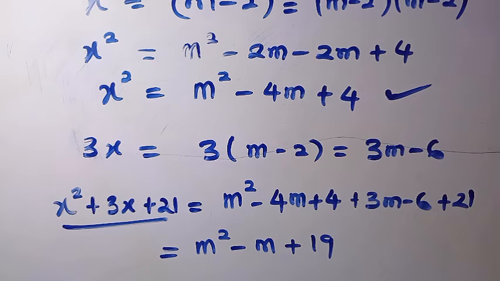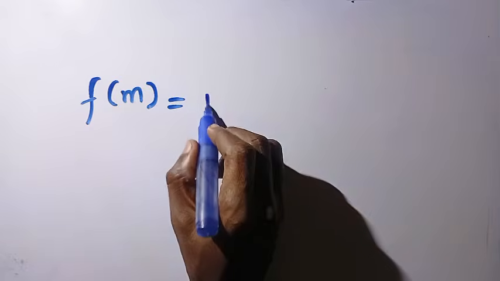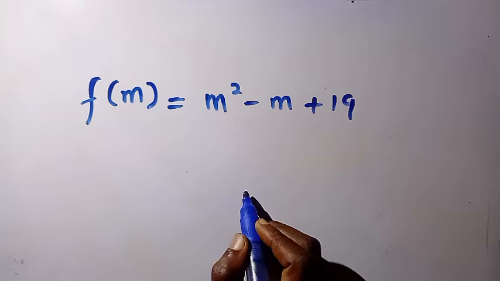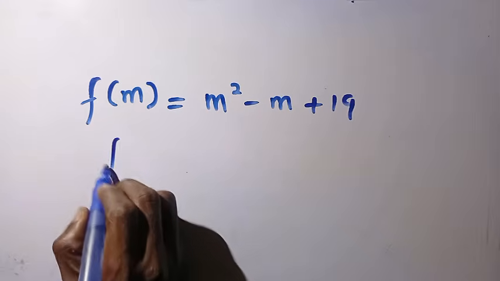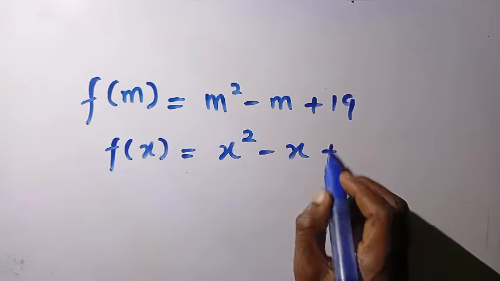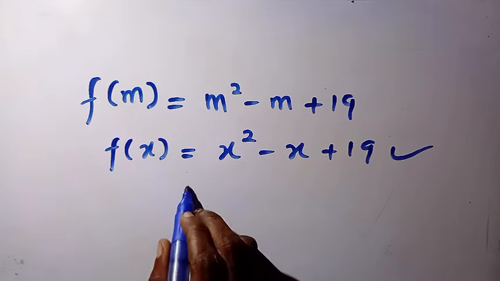Let's take back the substitution. So f of m equals m squared minus m plus 19. And don't forget that m and x are both members of the real numbers. Then we have f of x equals x squared minus x plus 19. Most secondary school teachers don't teach this kind of problem, and this is how I got the answer. Let's see the second method to solve this.